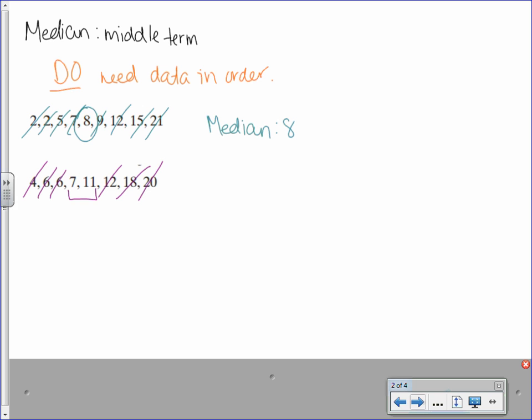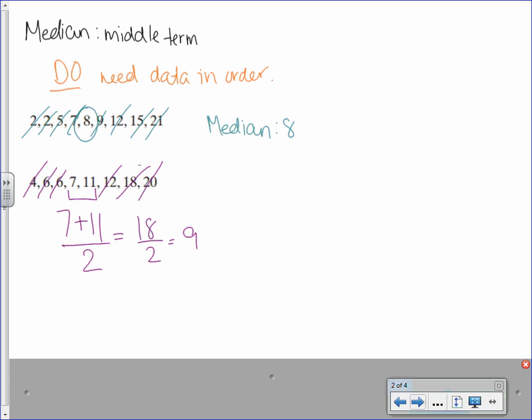the average of. So here I'm going to have to do 7 plus 11. I add my data, and I divide by how much data I have. 2. 2 different terms. So that gives me 18 over 2, which gives me 9. So the median of the second set of data is 9.